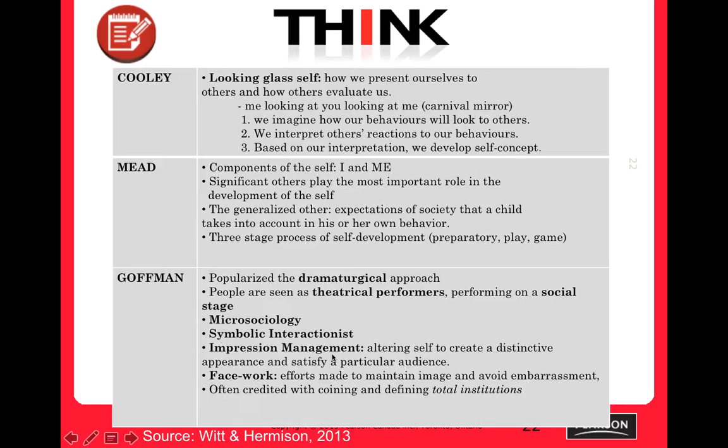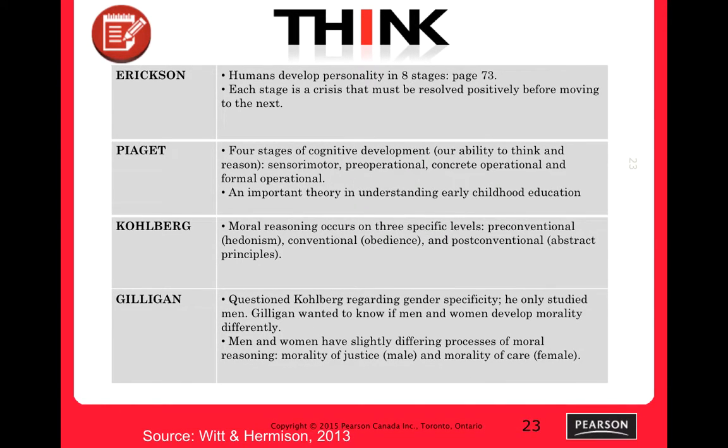So here are some slides that summarize each of the theories, very similar to your handout. Cooley, looking glass self. Mead, the I and the me, significant others, generalized others, prep, play, and game stages. Goffman and his dramaturgical approach, impression management, face work. Erikson's 8 stages. Piaget, 4 stages of cognitive development: sensory motor, pre-operational, concrete operational, formal operational. Kohlberg's moral reasoning: pre-conventional, conventional, post-conventional. And Gilligan's morality of care and morality of justice.